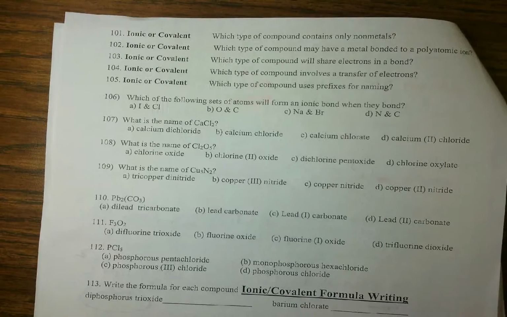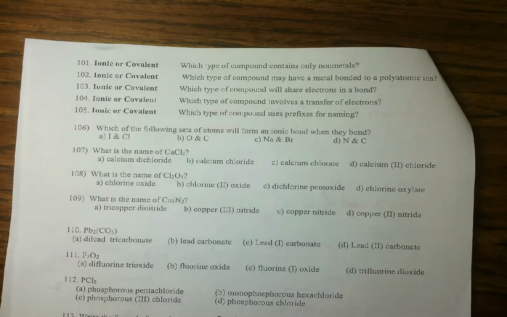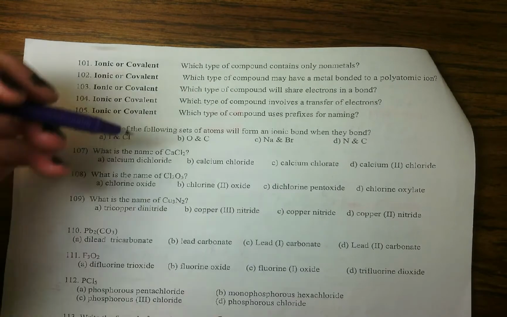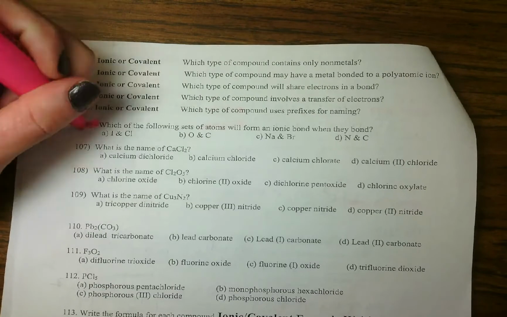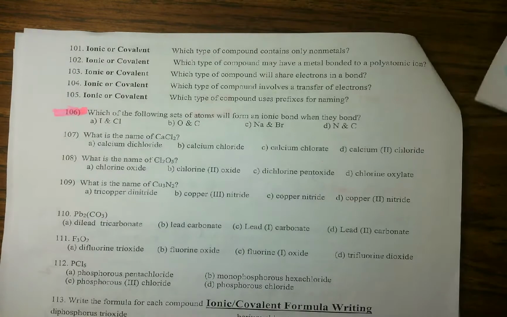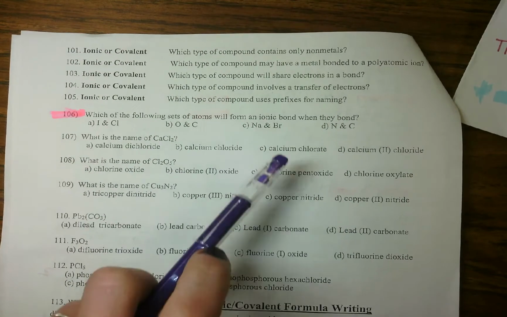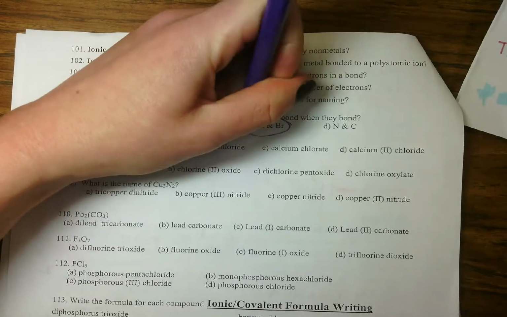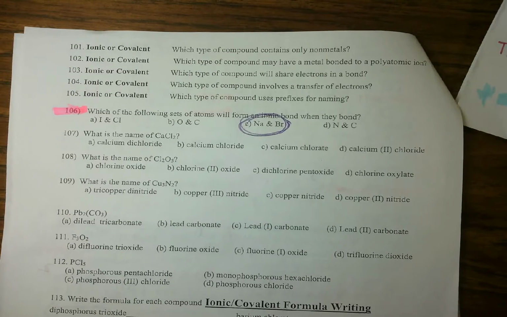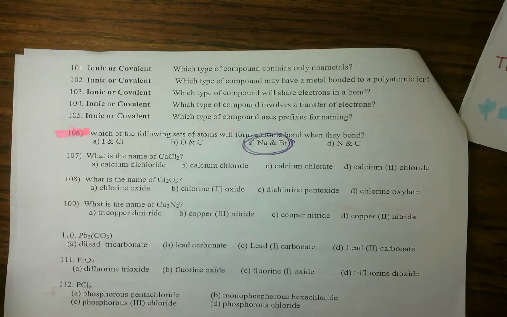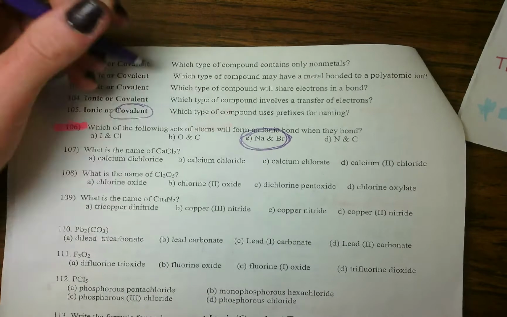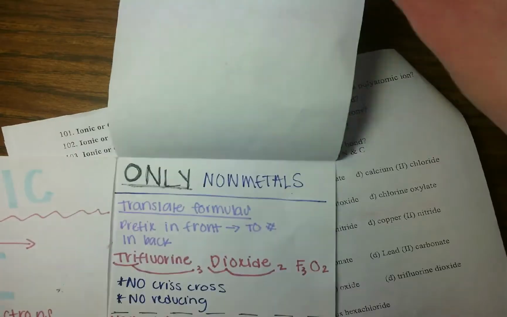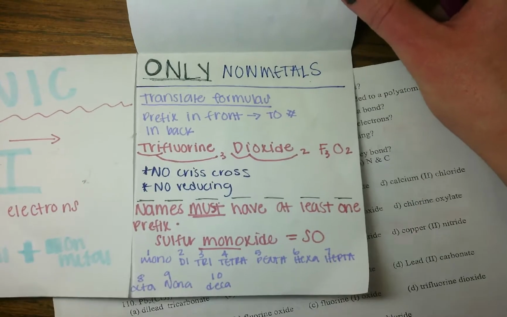Okay, let's keep going. Okay, let's see. I'm going to start with 106. Which of the following sets of atoms will form an ionic bond? So for an ionic bond, remember, you're looking for a metal plus a nonmetal. Okay, so right away I can see sodium is a metal. Okay, that will form an ionic bond. And actually, I'm going to go back and say on 105, which type of compound uses prefixes? That is only covalent. And if you have that foldable, you'll have all that information ready to go for yourself.